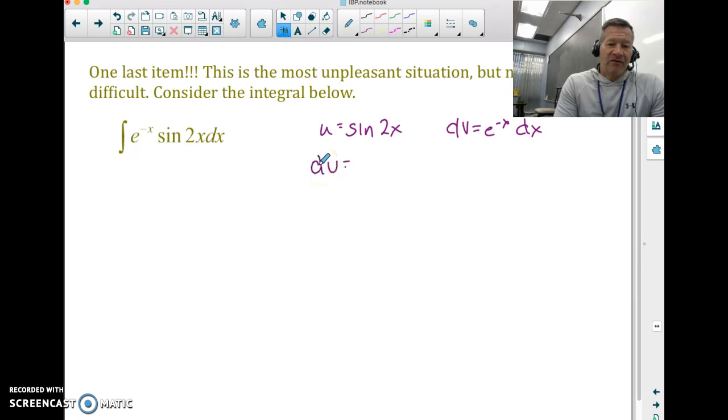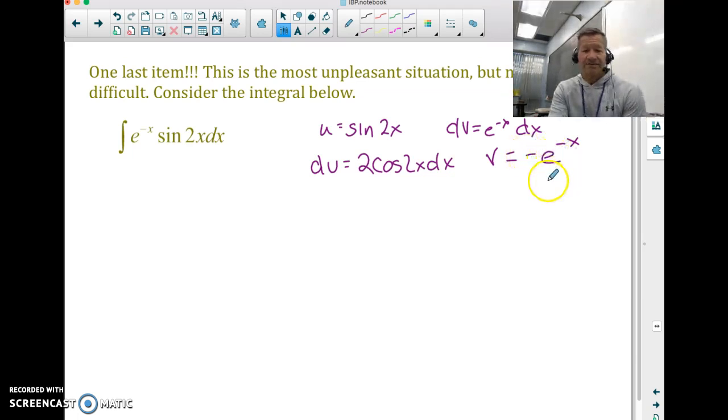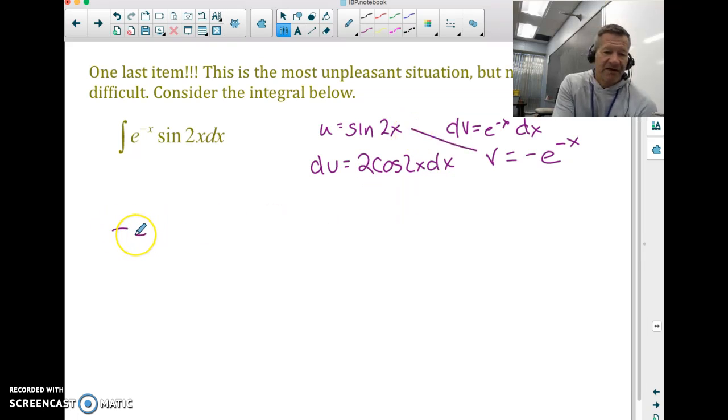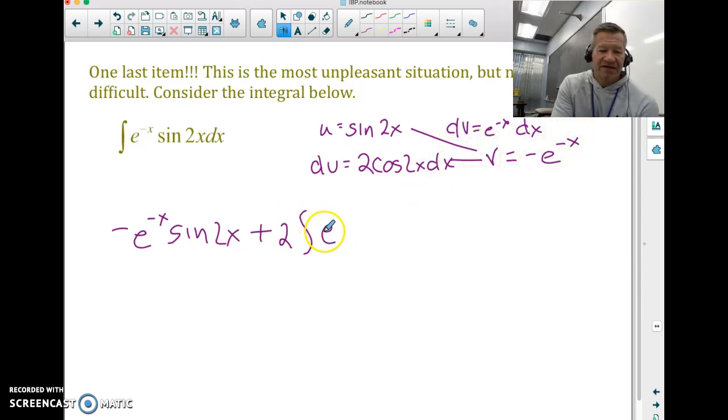Now the derivative of u will be the cosine of 2x times 2 dx. The antiderivative v, the antiderivative of e to the negative x, would be e to the negative x divided by negative 1, which would be negative e to the negative x. Now watch what happens. uv, I get negative e to the negative x sine 2x minus the integral of v du. Well, minus a negative, that's going to be positive. There's a 2 out front here, the integral of e to the negative x cosine 2x dx.